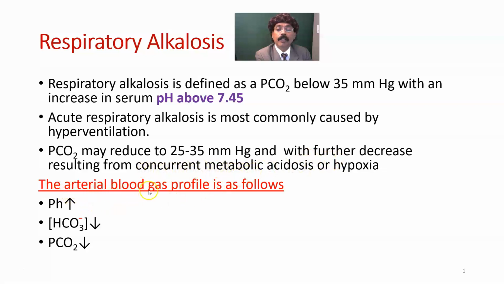The arterial blood gas profile, that is the ABG, is as follows: pH high, bicarbonate level low, partial pressure of carbon dioxide low.